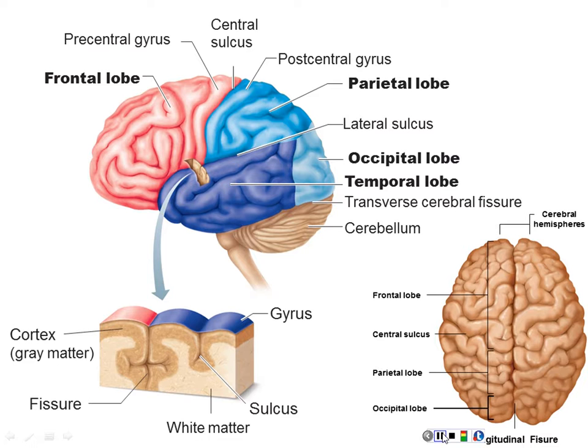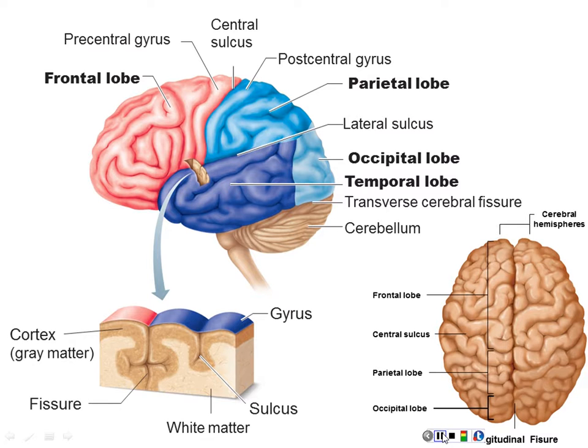And also showing you the difference between a fissure and a sulcus. Yep. So you can see a chunk of the cerebrum was taken out, just to show you up close what it would look like. So the gray matter is on the outside, made up of cell bodies.